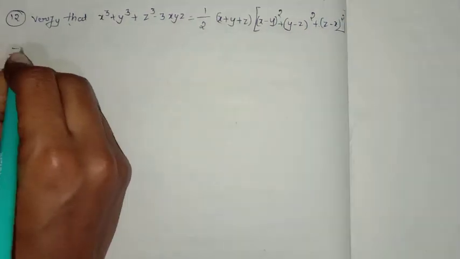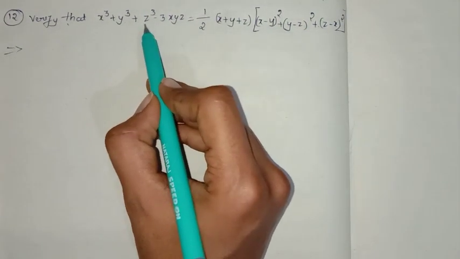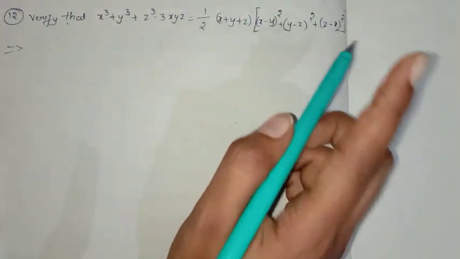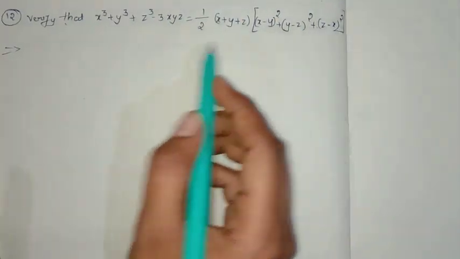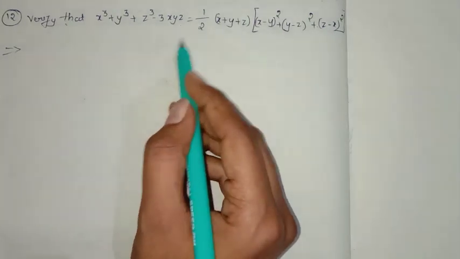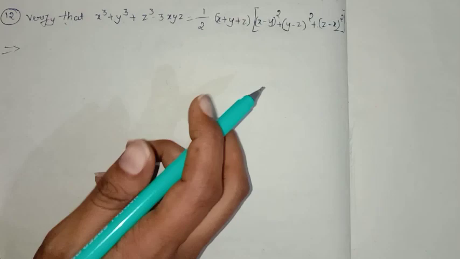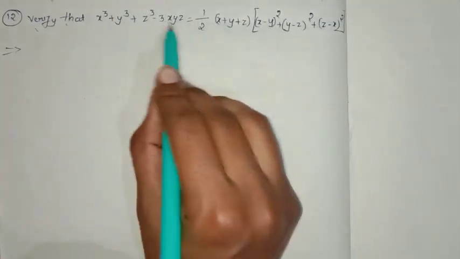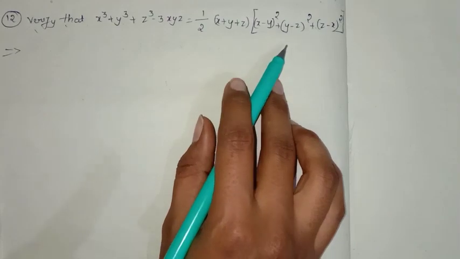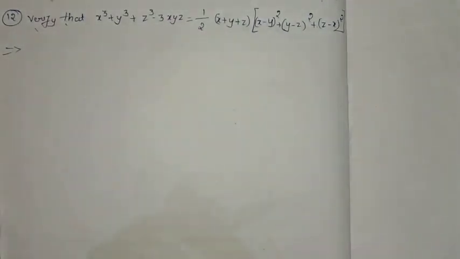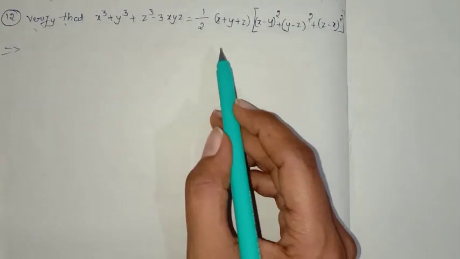So here you can observe x cube plus y cube plus z cube minus 3xyz is equal to, and don't think that you can just solve it directly, or else you will definitely make a mistake. You will not directly use the formula and solve, it is not the method. Verify means they have given these two terms as equal to each other, and you have to prove whether they are equal or not. If they have given it, it is definitely equal. That's why you have to verify.